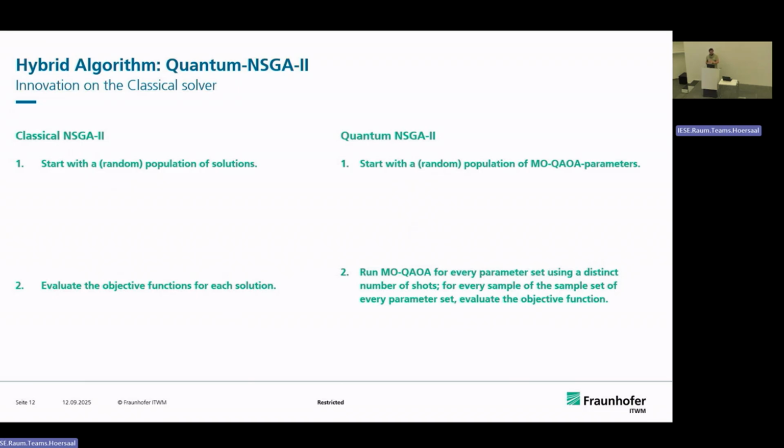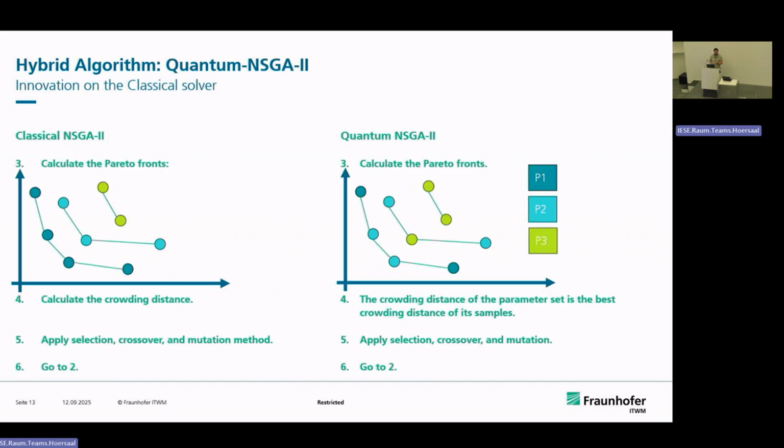For the quantum version, we run our circuit for every parameter set, using a distinct number of shots. We measure this, and for every sample of the sample set, we evaluate the objective function. And now there is a major change. For the classical one, we calculate for all our solutions the objective function value, we calculate the Pareto front, and we see, okay, this one here, the dark blue one, would be the Pareto front, but we don't stop there because it's a non-dominated sorting.